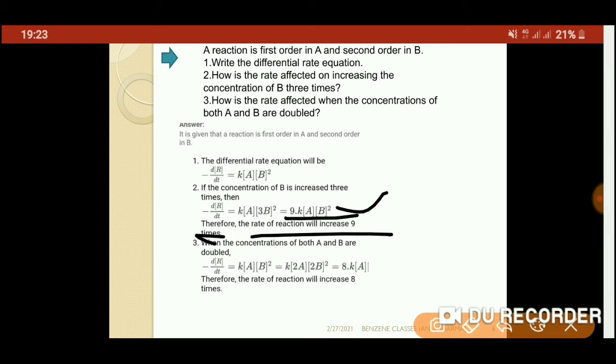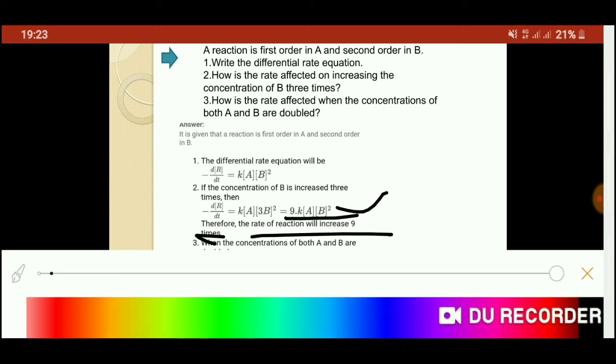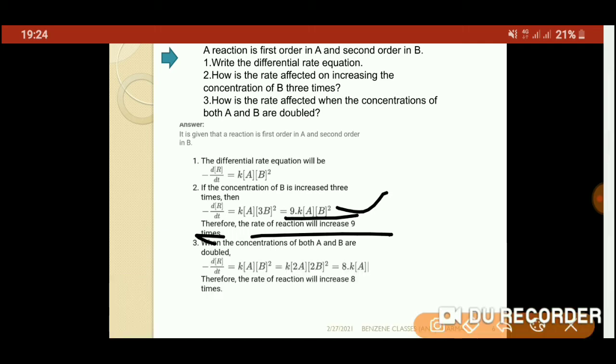I told you in the previous question that if any value comes in the denominator, then the rate will decrease by 1/4th. If it comes in multiple form, then you can say that it will increase 4 times. So you can see that 9 is in the multiple form of k, the active mass of A and the active mass of B whole square. So you can say that the rate of reaction will increase 9 times.